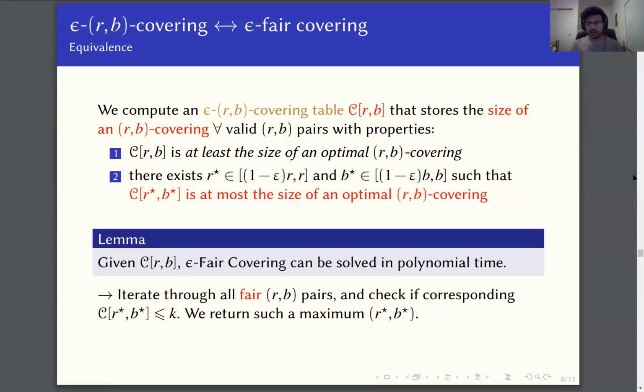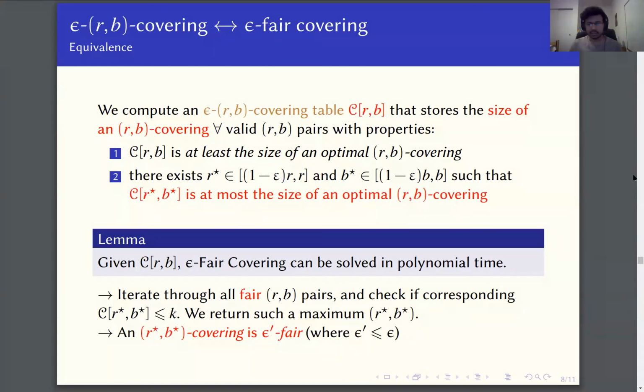Consider an optimal fair covering. Let the optimal fair covering cover R1 red and B1 blue points. Hence, corresponding to the pair R1, B1, there will exist a pair R1*, B1*, epsilon close to R1, B1, such that C[R1*, B1*] is at most K. Hence, our algorithm will return a solution which is epsilon close to the optimal solution.